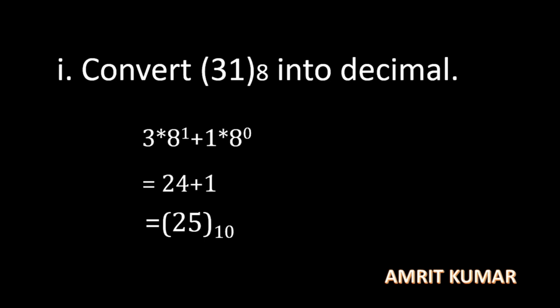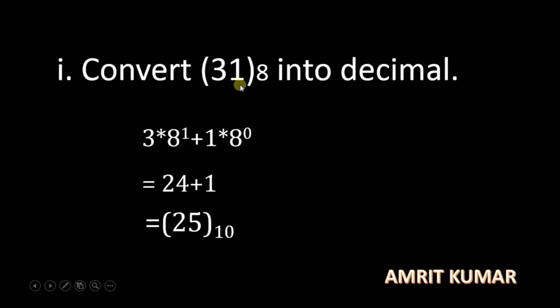Octal to decimal conversion. I have a question for you: we have to convert this octal number into a decimal number. We know that the base of the octal number is 8, and because its range is from 0 to 7, this number is an octal number. So let's look at how we can calculate it.